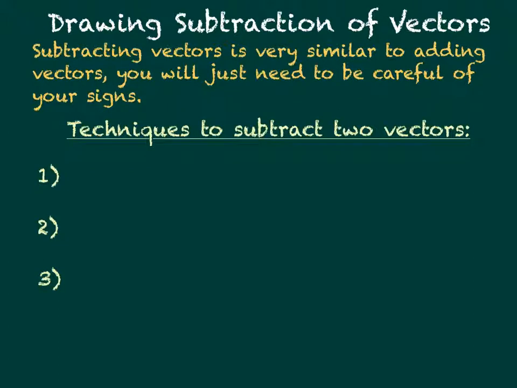Drawing subtraction of vectors. Subtracting vectors is very similar to adding vectors. You'll just need to be careful of the signs and which vector your negative signs need to be on.